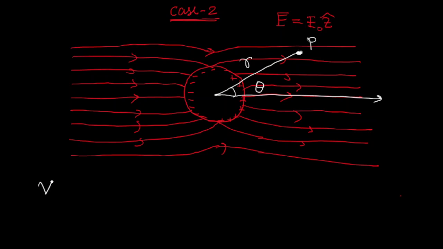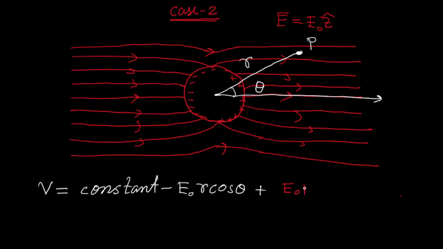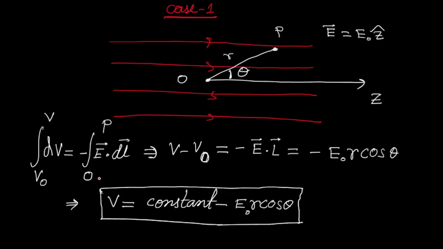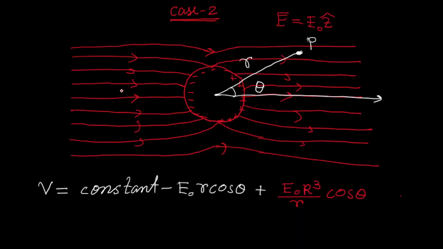So what is that potential? That potential is written as V is equal to some constant minus E naught r cos theta, plus, and I'm writing the third term in a different color, E naught R cubed divided by r squared into cos theta. So from case 1 we can say that the first terms of this given potential are associated with the external electric field, and this second term is actually associated with this induced charge. I hope you understand the source of the different terms of the potential.